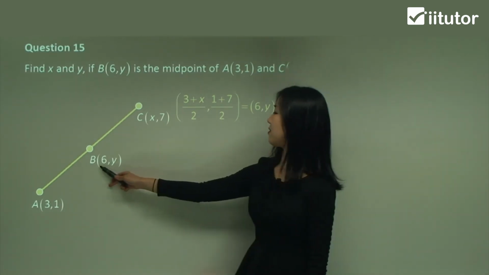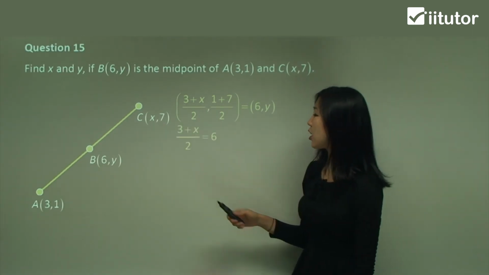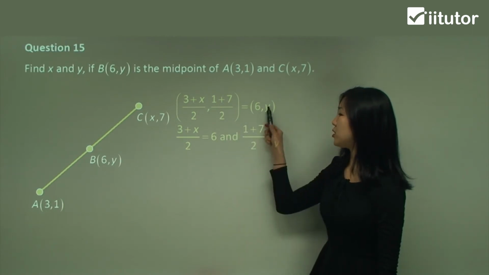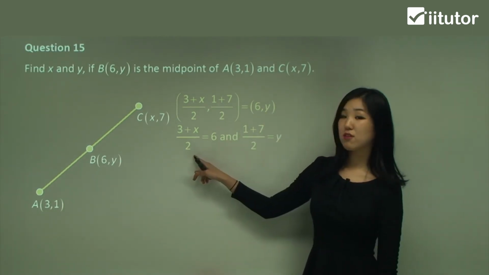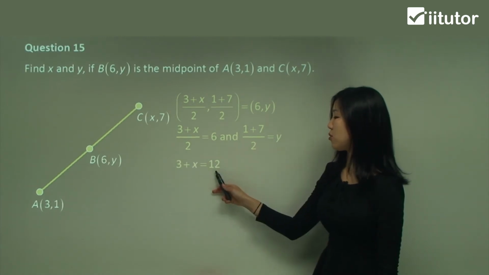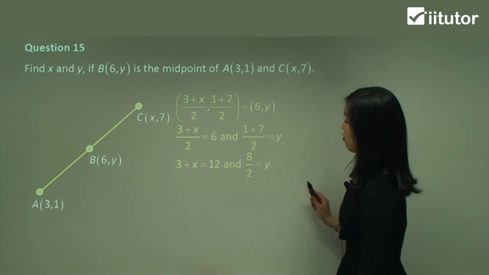Because that's 6 and that's y, that's what the midpoint's equal to. So 3 plus x divided by 2 is 6, and 1 plus 7 divided by 2 is y. To get rid of the denominators, we multiply both sides by 2. So we have 6 times 2, which is 12.